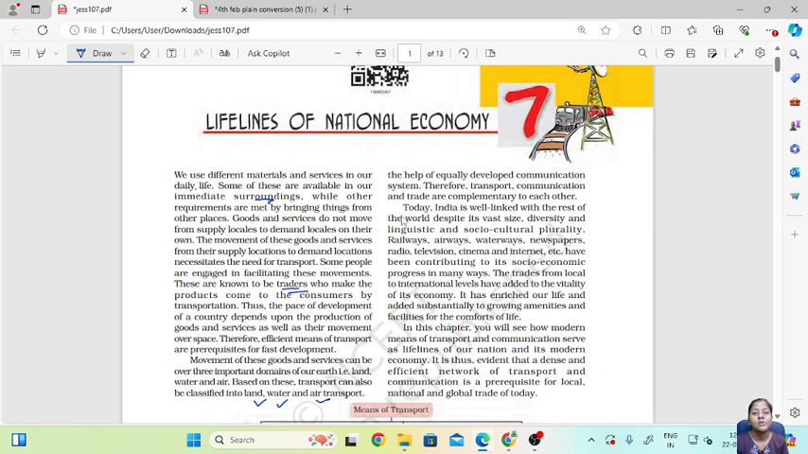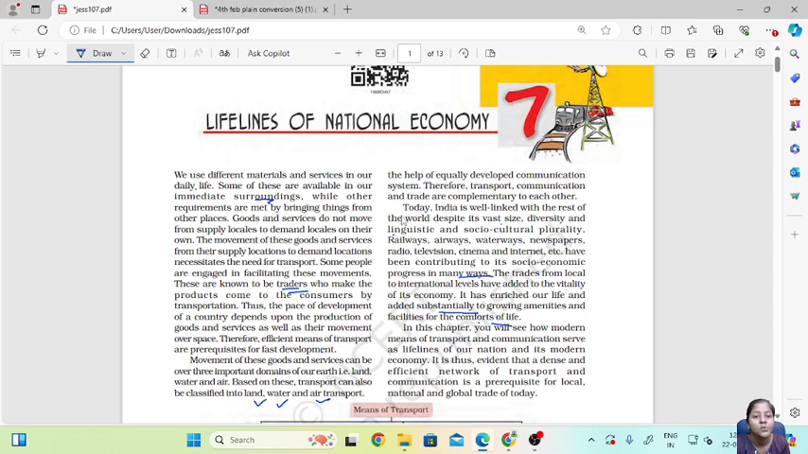Today India is well linked with the rest of the world despite its vast size, diversity and linguistic and socio-cultural plurality. Then we have railways, airways, waterways, newspaper, radio, television, cinema and internet. These have been contributing to its socio-economic progress in many ways. The trades from local to international levels have added to the vitality of its economy. It has enriched our life and added substantially to growing amenities and facilities for the comforts of life.